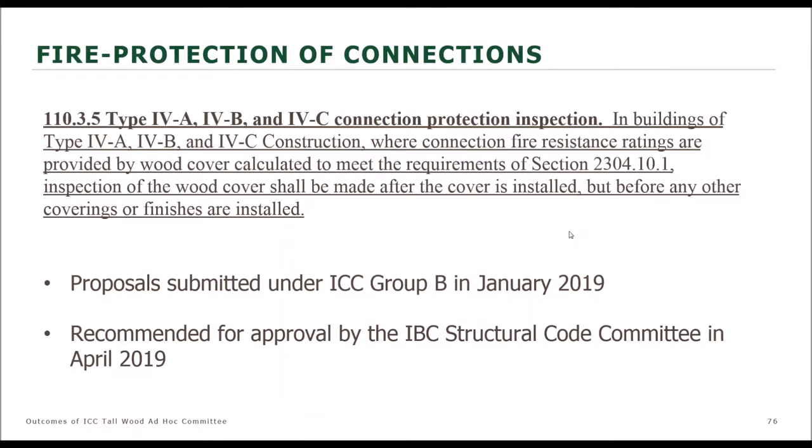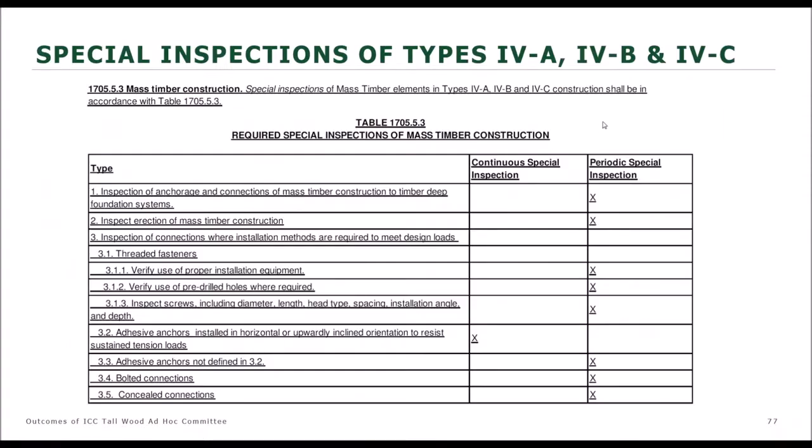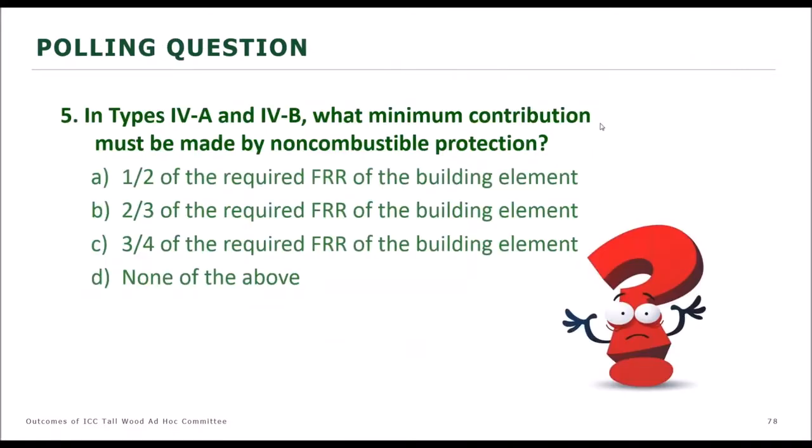Among the Group B proposals is the requirement to inspect that cover for connections back in Chapter 1. And there will be special inspections required for mass timber construction. They will be listed in a table in Chapter 17, if this is approved, and we're assuming it will be. You can take a look at that. In the current monograph, you can find the committee reasons for that.